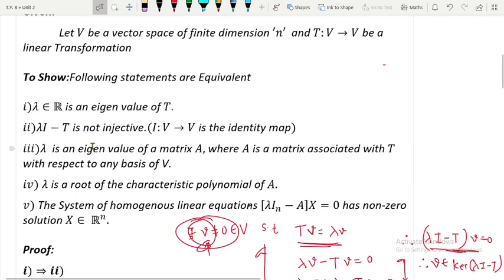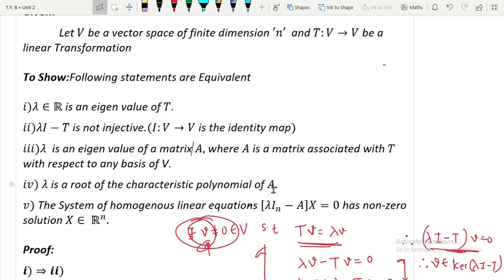Now we have to prove 2 implies 3. So let us see what is 2. In 2 we have to assume that lambda I minus T is not injective, where I is the identity map, and we have to prove that lambda is an eigenvalue of A, where A is a matrix associated with T with respect to any basis of V. So this is the important thing to note. What is matrix A? It is a matrix associated with T with respect to any basis B of V, any basis of V actually.